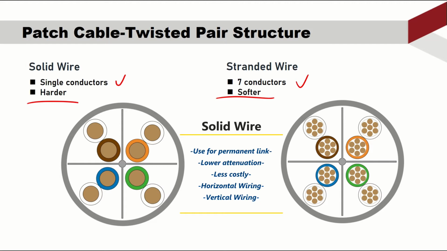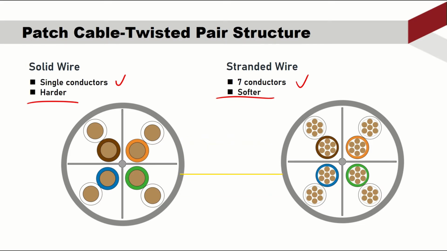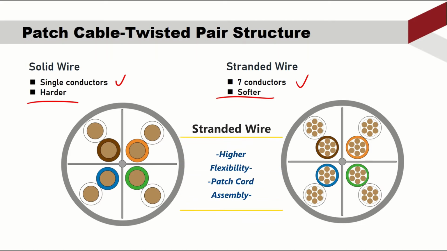However, if your design is for the horizontal and vertical structure cabling, usually we use the solid wire. And the stranded cable is much more flexible and consequently suited to applications which demand flexibility.